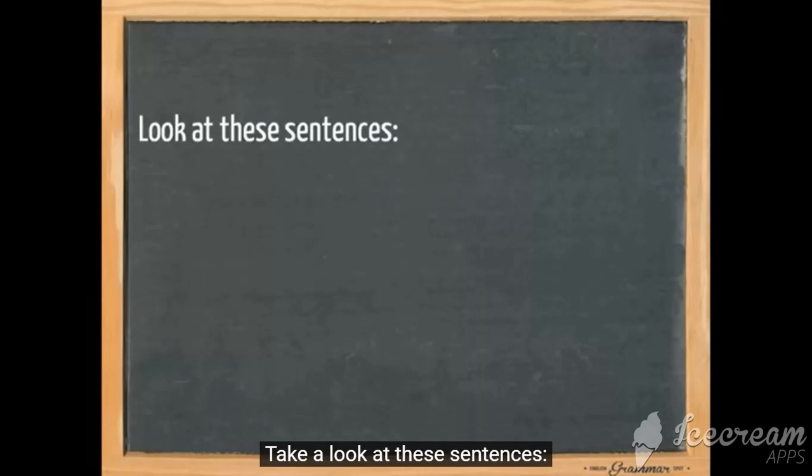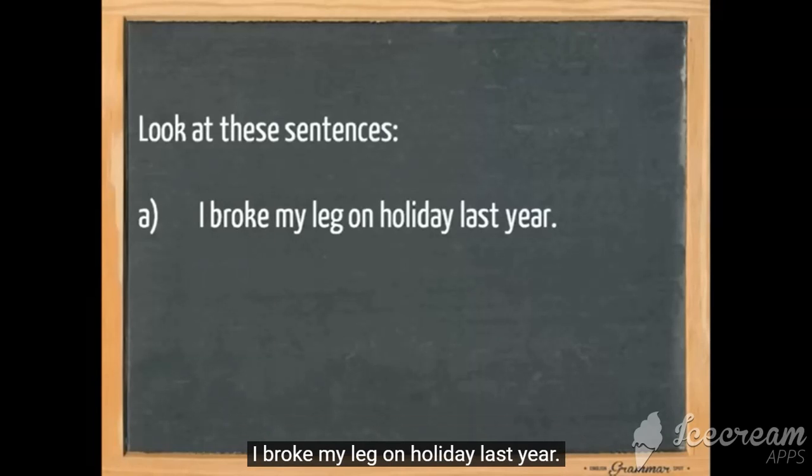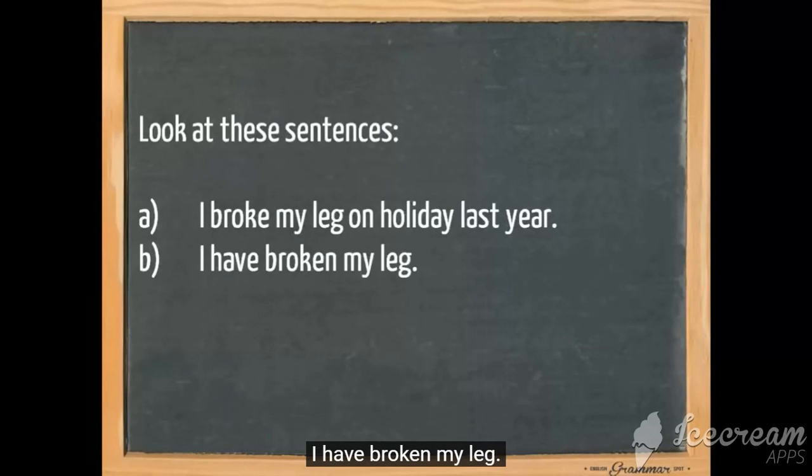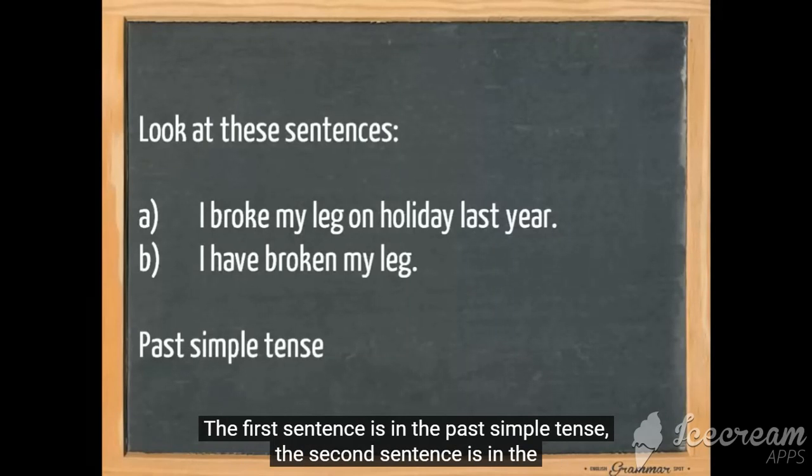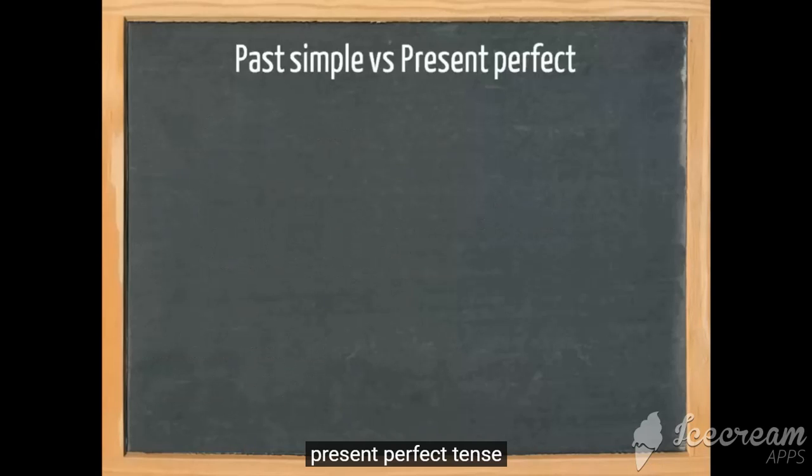Take a look at these sentences. I broke my leg on holiday last year. I've broken my leg. The first sentence is in the past simple tense. The second sentence is in the present perfect tense.